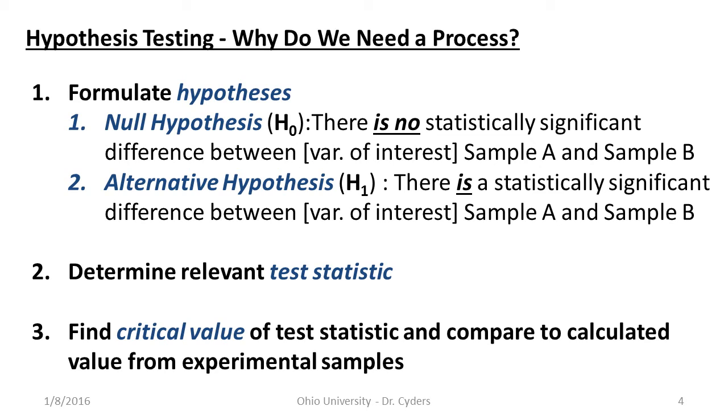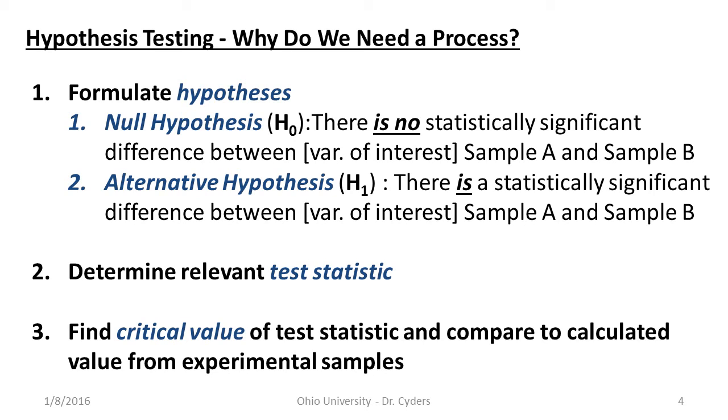Here's the basic process we're going to follow whenever we do a hypothesis test. First, we're going to formulate hypotheses. We need two. We need one called the null hypothesis, like we said, that reflects that there is no statistically significant difference between the variable of interest of sample A and that of sample B.